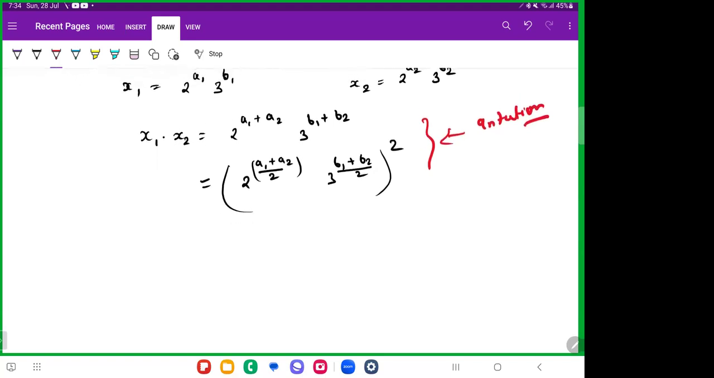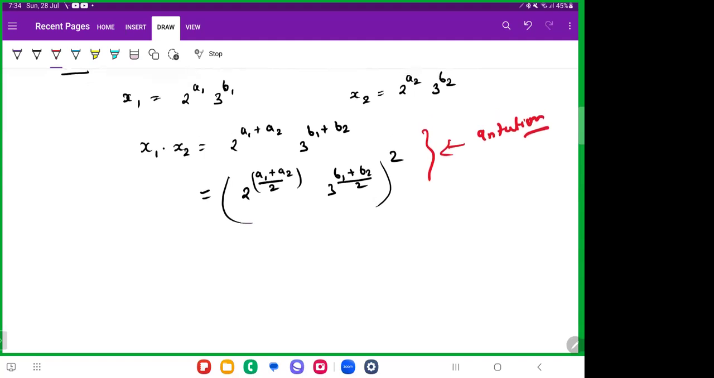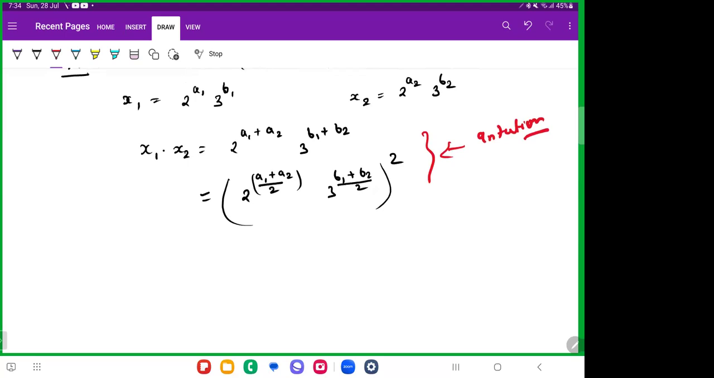So we need this thing, right? So that this a1 plus a2, we need even. So what are the choices for a1 and a2 when a1 plus a2 will be even? What are the possible choices for a1 and a2? Can you tell me? Now this is more or less clear. No one?